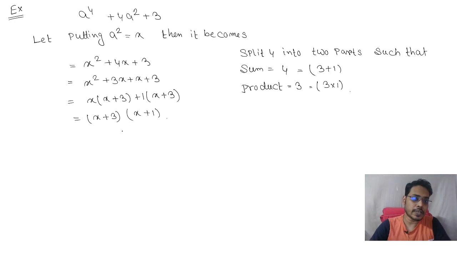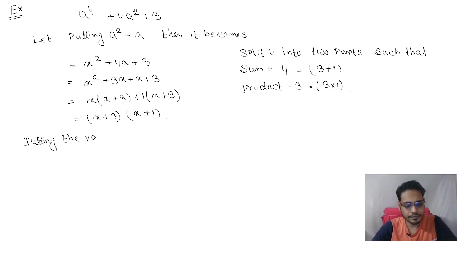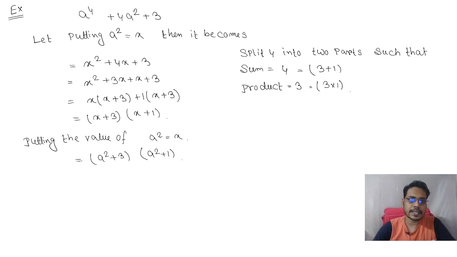Now we know that we assumed that a square is x. Now we have to put the value. After putting the value of a square equals x, we will get a square plus 3, because x plus 3 is a square plus 3, and x plus 1 is a square plus 1. So now we can say that a raised to the power 4 plus 4a square plus 3 is equal to a square plus 3 multiplied by a square plus 1.